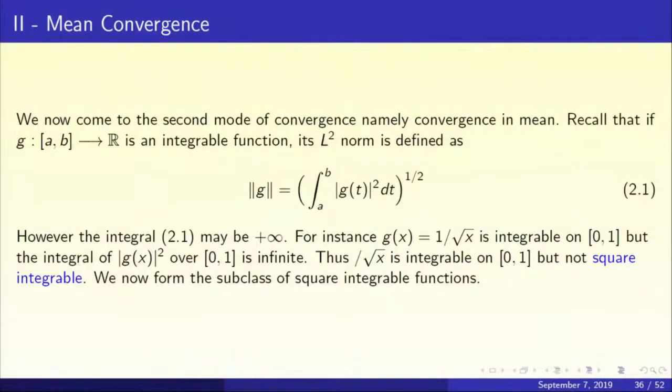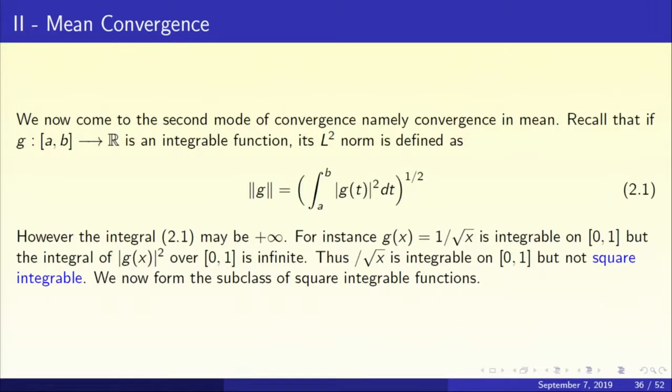So again let's begin with an integrable function g from [a,b] to R. And its L2 norm we define to be norm g equals integral a to b mod g(t) squared dt, the whole thing raised to the power half. That is equation 2.1 that you see on the slide.